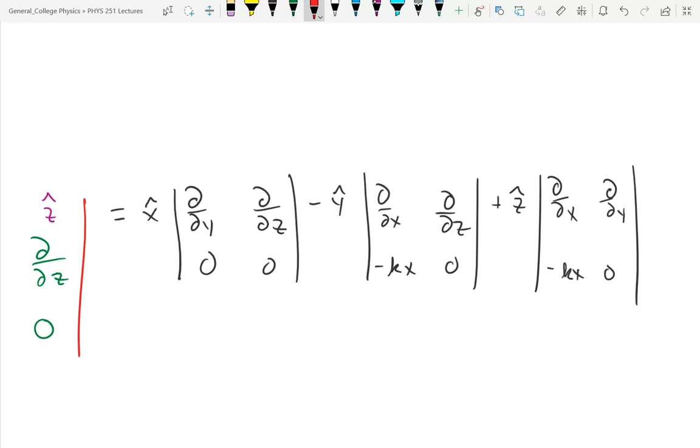Well, when we're down to the 2 by 2, we take this minus that. So we take d dy of 0 minus d dz of 0. Well, what's the derivative of 0? 0. So that's going to be x hat times 0 minus y hat times, okay, what's d dx of 0? 0. What's d dz of minus kx?